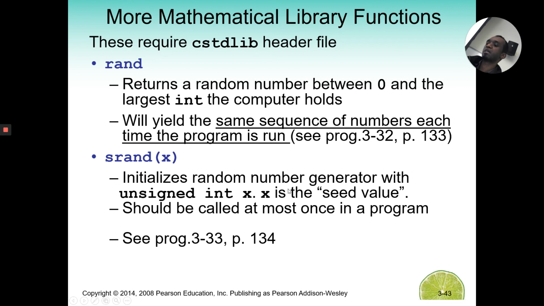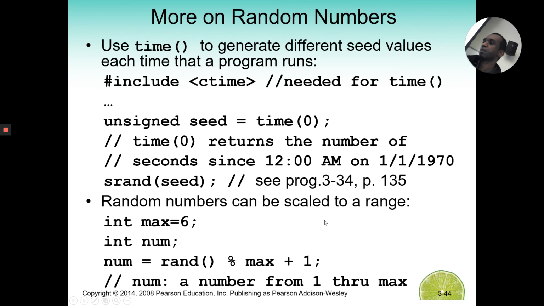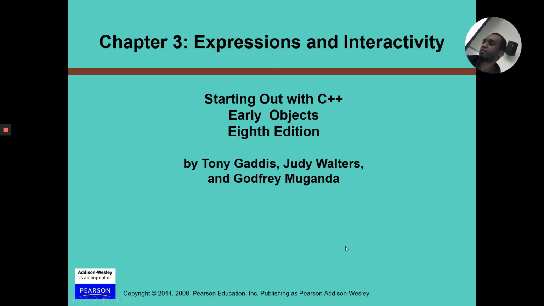srand initializes a random number generator with an unsigned int x, which is the seed value, and it should be called only once in a program. And then some more random numbers. You can use time to generate different seed values each time that a program runs. You include ctime, which is needed for time, and so forth. So some more examples you can look at.